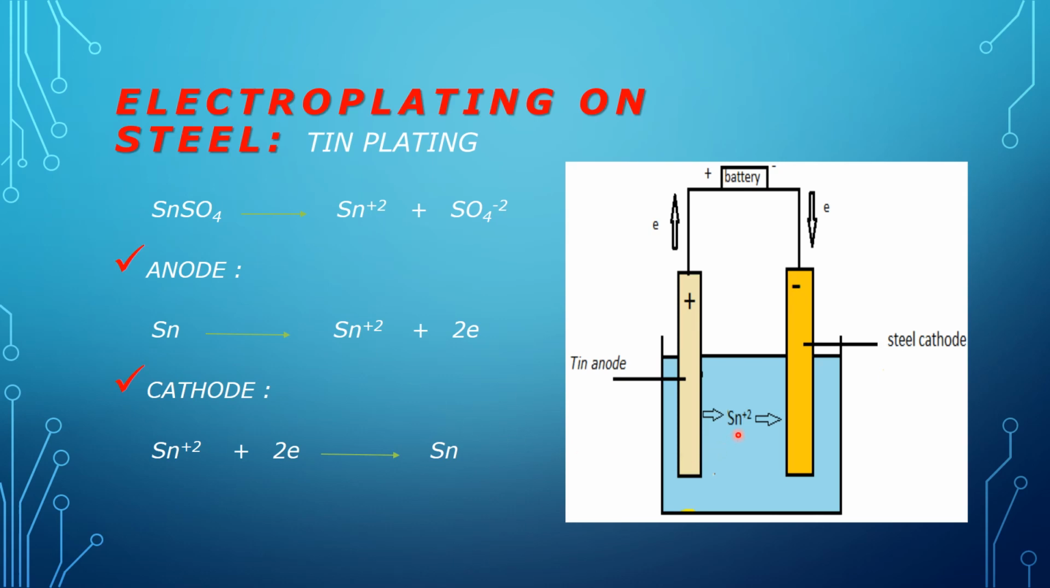Now these ions being positively charged will begin to move towards cathode which is negatively charged. At cathode, the stannous ions will gain 2 electrons and convert back into tin. This tin will be deposited around the steel cathode. This is called tin plating.